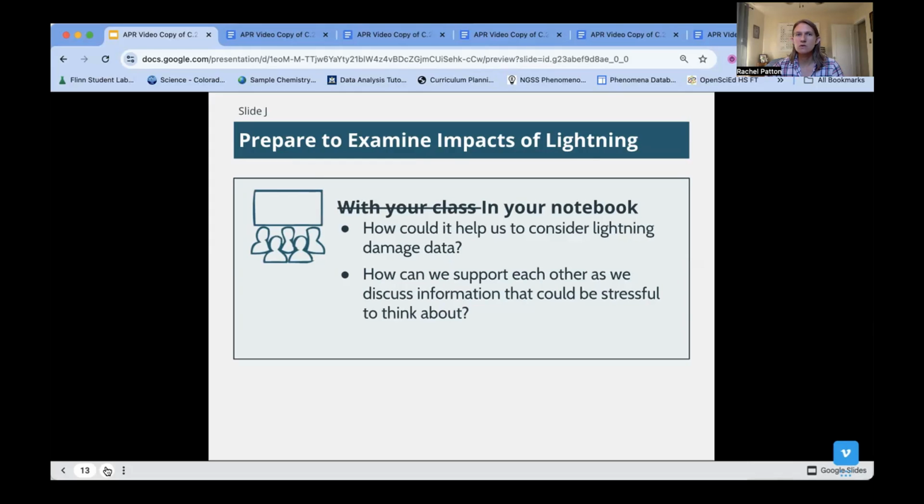You and your classmates and your friends all have different experiences. So think about how someone's personal experiences might impact how they view this data or how this data affects them, and think about how we can be helpful to each other and supportive of each other when we are considering data like this.